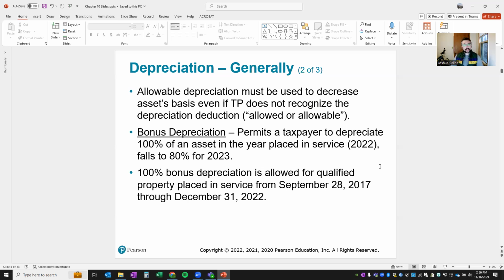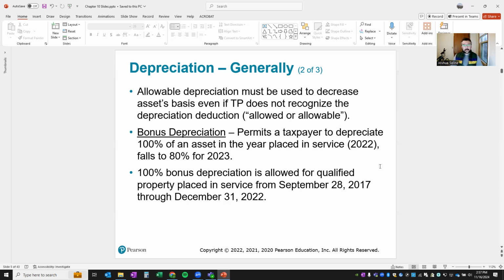Allowable depreciation must be used to decrease an asset's basis, even if the taxpayer does not recognize the depreciation deduction. What that's saying is, if I buy a building for $100,000 and place it in service, and I just elect not to depreciate that, my basis in that still goes down, regardless of whether I take that depreciation deduction or not. You can file a Form 3115 to correct it, but unless you do that, once you sell it, your basis is reduced by the allowable depreciation that you could have taken. So it's always in your best interest to take depreciation.